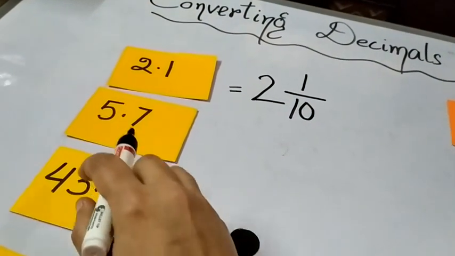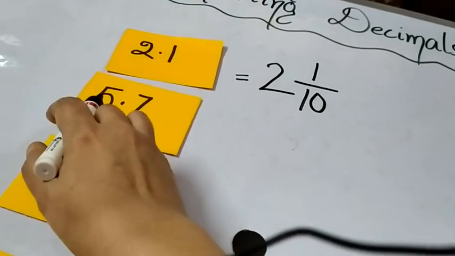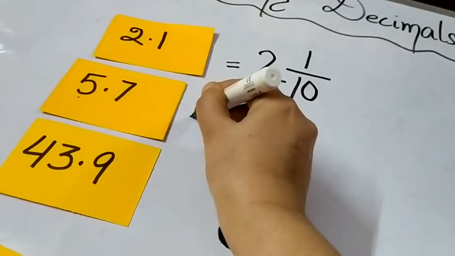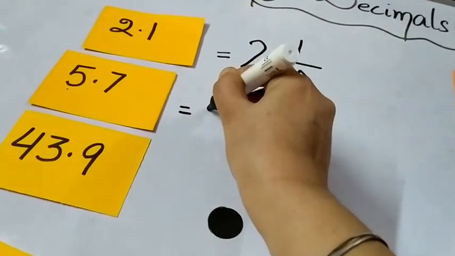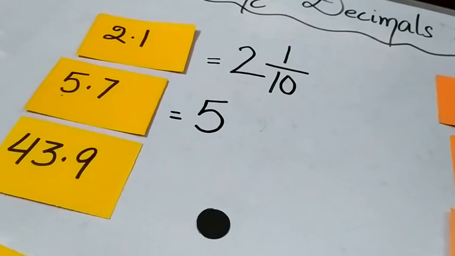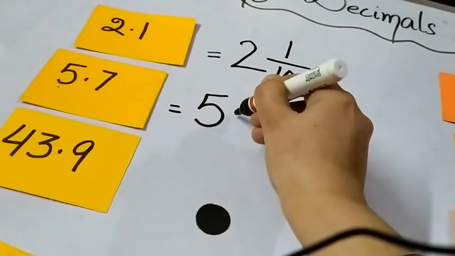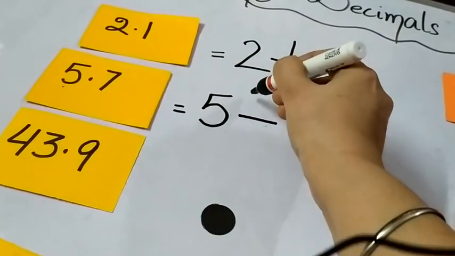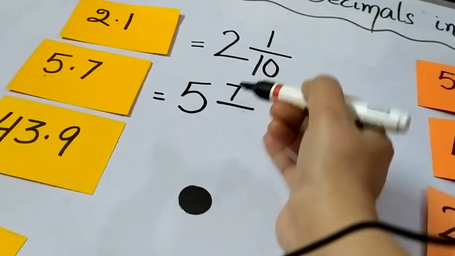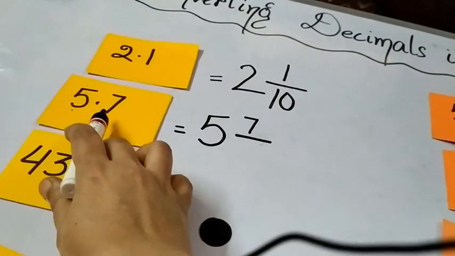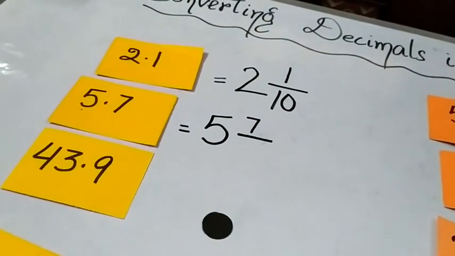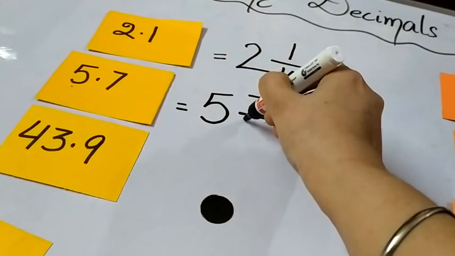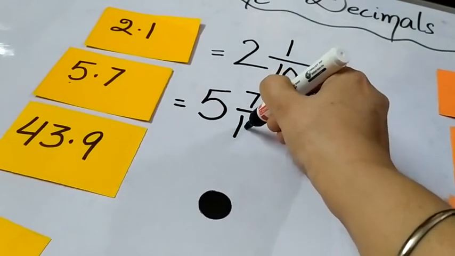Coming to the next, again 5.7. This is the whole number and this is the decimal part or the fraction part. So I will write 5 as a whole number, and then the decimal means I have to start writing the fraction. The number which is given here is 7, so I'll write it as the numerator. And there is only one digit after the decimal, meaning first place. First place is tenths, so I'll write it as the denominator.